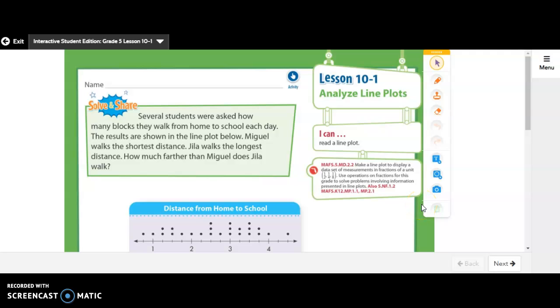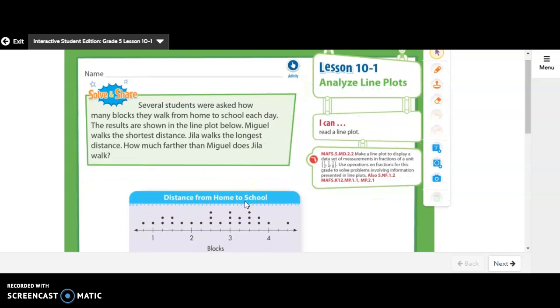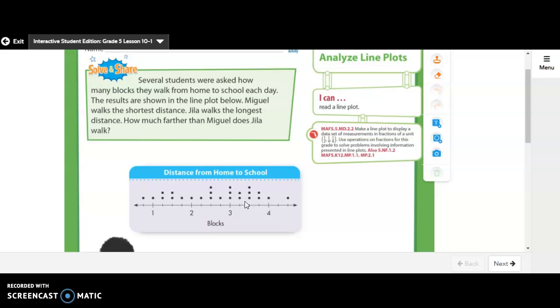Okay guys, today we're starting a new chapter, chapter 10. We're in lesson 1 today, and this entire chapter is only 4 lessons long. We're going to be talking a little bit about line plots and the data on them and how to analyze them. So today we're going to start with just the chapter and the section that already has the line plots created for us. We just have to answer questions based on the line plots.